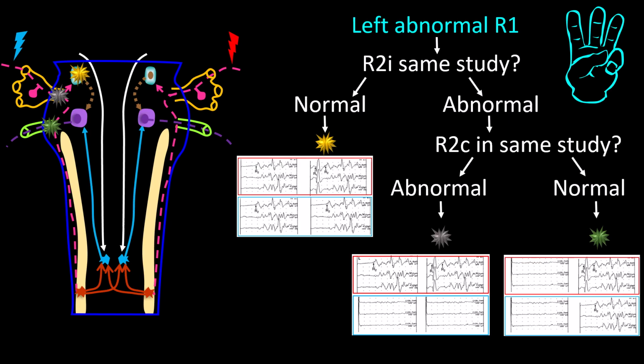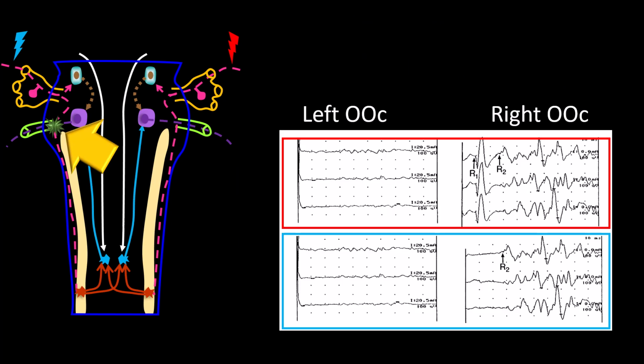If the left R1 is abnormal, R2 ipsilateral is abnormal, but R2 contralateral in the same study is normal, as indicated here and enlarged here, the pathology is in the left efferent arm of the blink reflex.